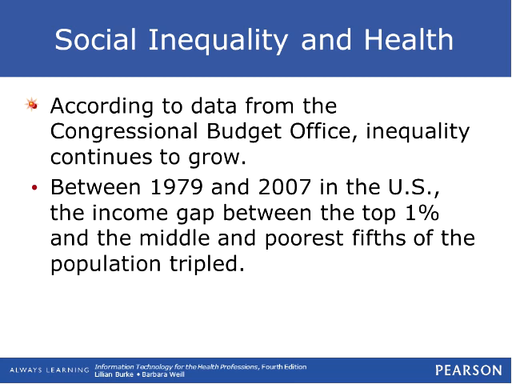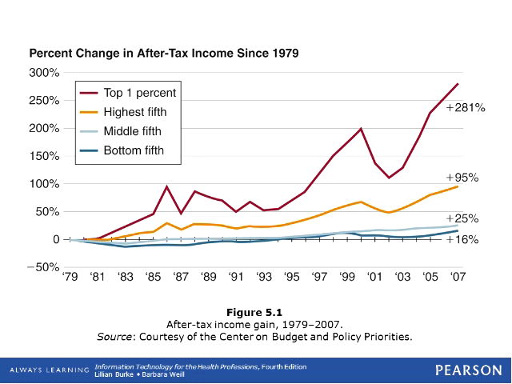Now, the social inequity in health, we follow that. According to data from the Congressional Budget Office, inequity continues to grow, which is kind of important in a sense. Between 1979 and 2007 in the United States, the income gap between the top 1% and the middle and the poorest fifth of the population actually tripled. So the gap became much larger. We can think of a lot of reasons for that, depending on which political rhetoric you would want to believe. So this looks at the percent change in after-tax income, and you see that there's the top 1%.